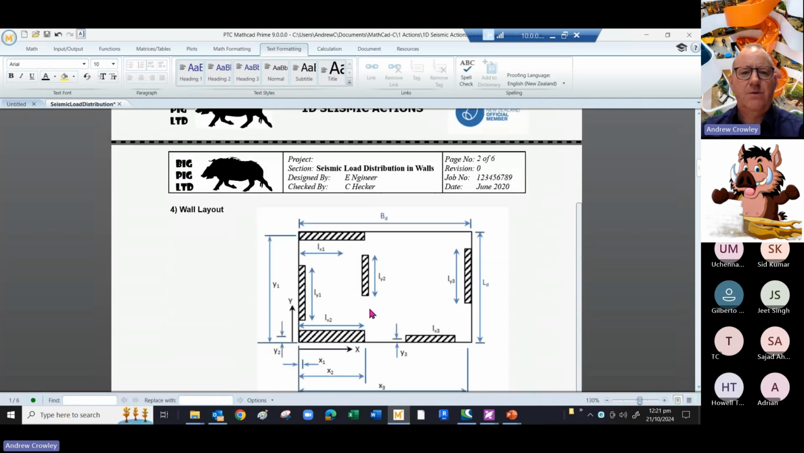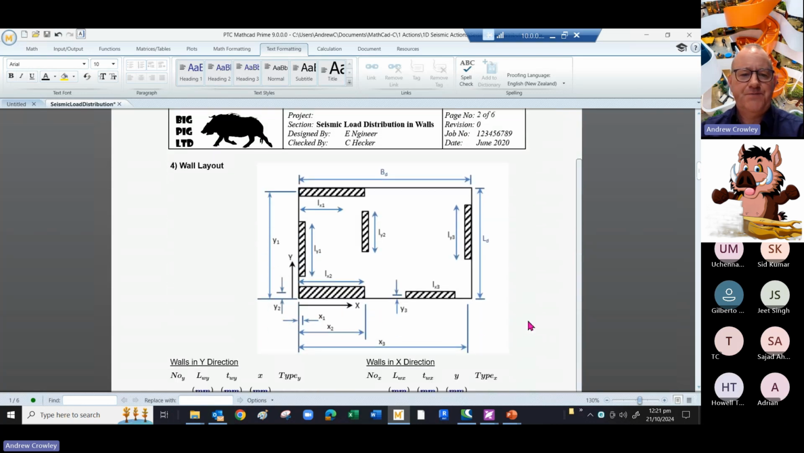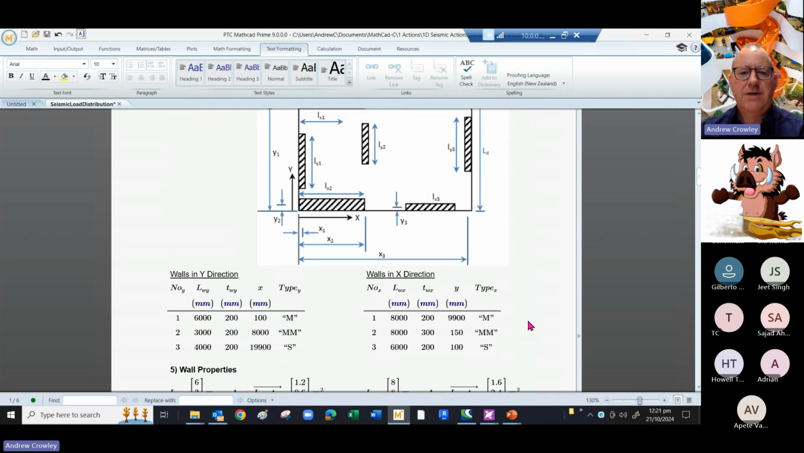So here is the wall layout we showed before, and then we've got two exercises, one in the y direction and one in the x direction. So we enter the coordinates for the positions of the walls and the length of the walls in the x direction. So the first wall is 6 meters long, it's 200 millimeters thick, and it's 100 millimeters off the x-axis.